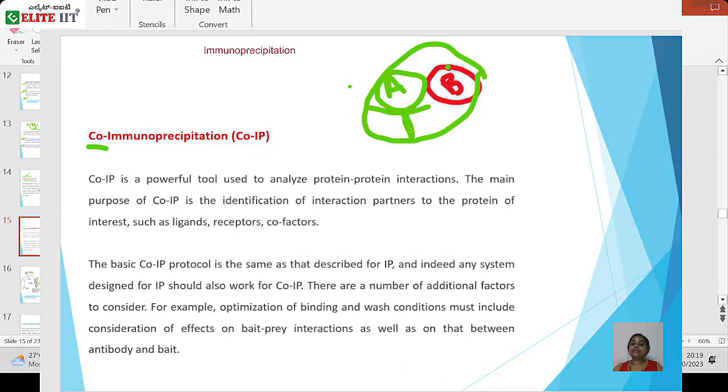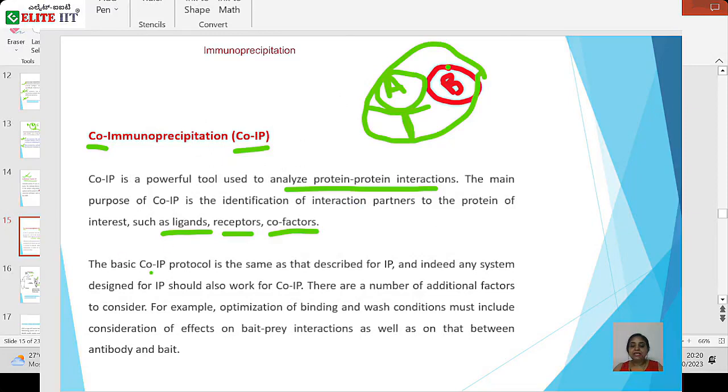Therefore, this process is known as co-immunoprecipitation. A and B together precipitation is happening. In this process we analyze the protein-protein interaction. Like if you're checking ligand-receptor interaction, you have antibody against ligand, you can check whether receptor is there or not. Or cofactor-enzyme interaction, you can understand it through this technique.